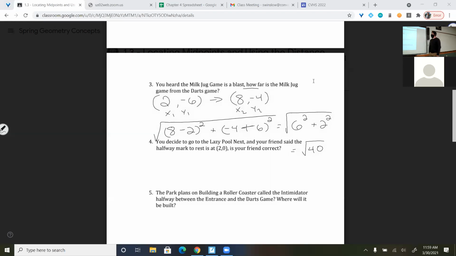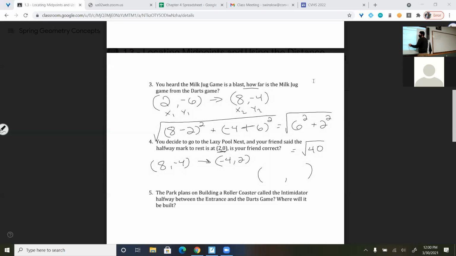Now for number 4, they want to know, is (2, 0) really the middle between the lazy pool and milk jug game where we're coming from? And so we're going from (8, -4), and we're traveling to the lazy pool. The lazy pool was located at (-4, 2). So what is the midpoint of these 2 values? So the answer is going to be a coordinate point.